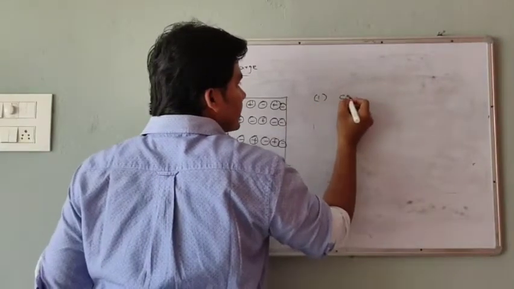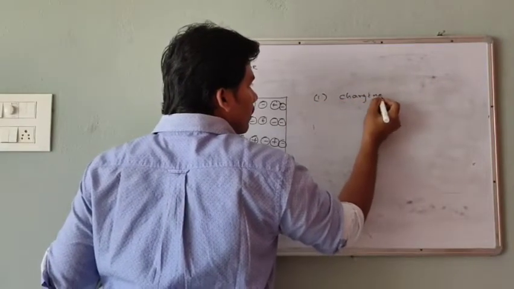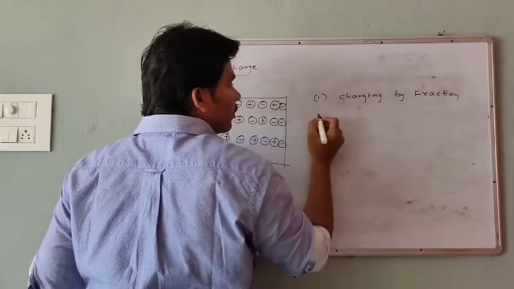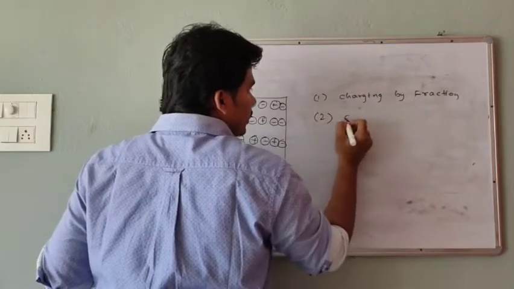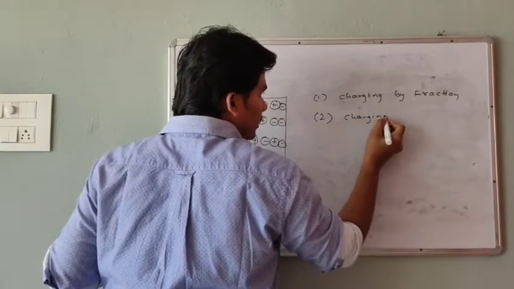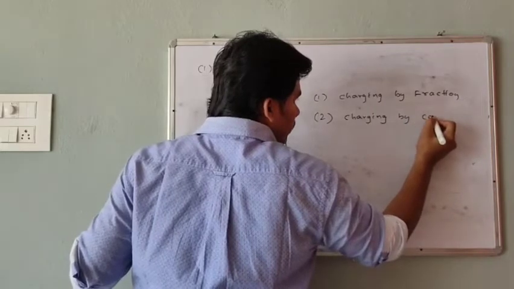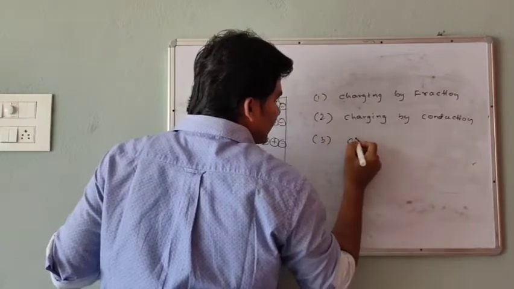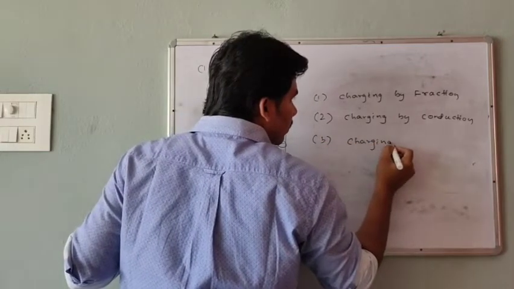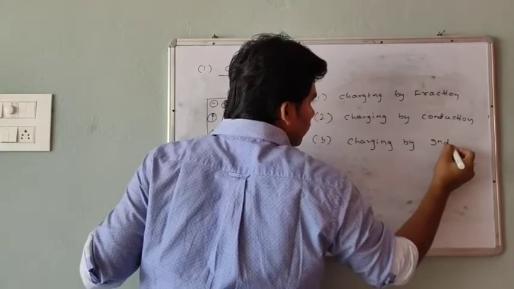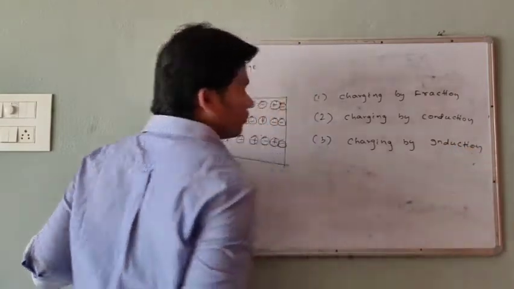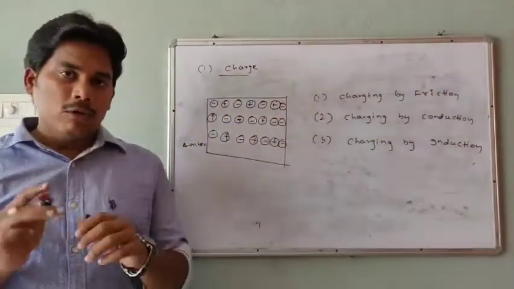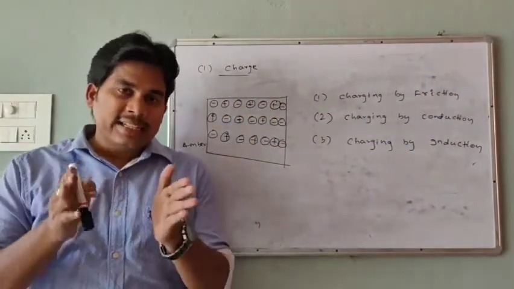First, charging by friction. Remember, these three types of charging are only for the charges in rest condition and not for the motion condition. Second is charging by conduction, and third is charging by induction. Friction, we all know the friction. What is the friction?